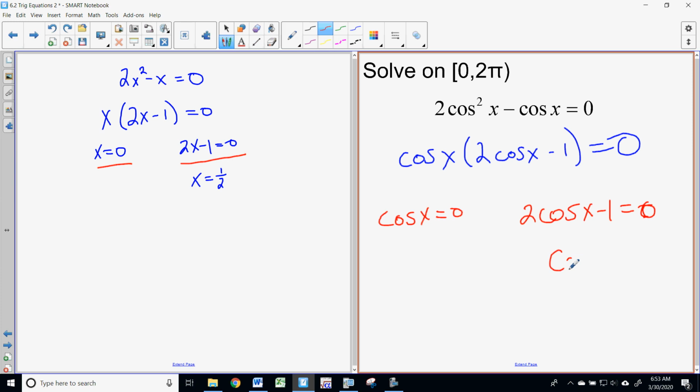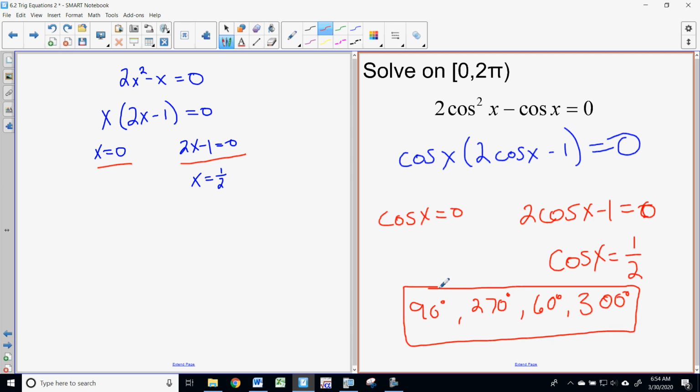Now here I can solve for cosine, and what I end up with is 2 equations. So now I can solve where is cosine equal to 0. And cosine is equal to 0 at 90 and 270. And then where is cosine equal to 1/2? And I get 60 and 300. So once again, I have 4 solutions because I had to split it into 2.